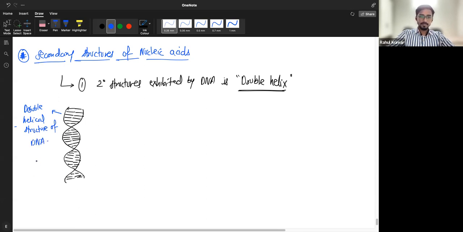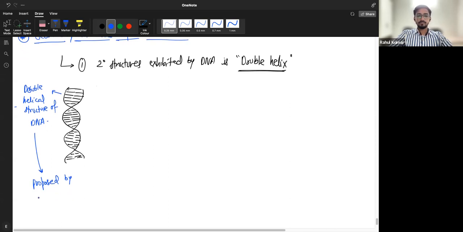Okay, and this was proposed by two scientists. One was James Watson. If you only remember the name Watson, it's enough. James Watson and Francis Crick. Okay, they proposed this double helix structure. Is it clear?